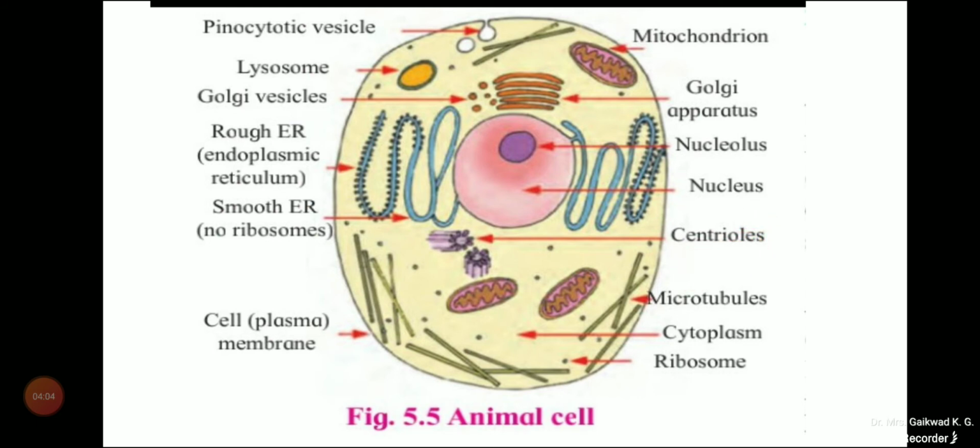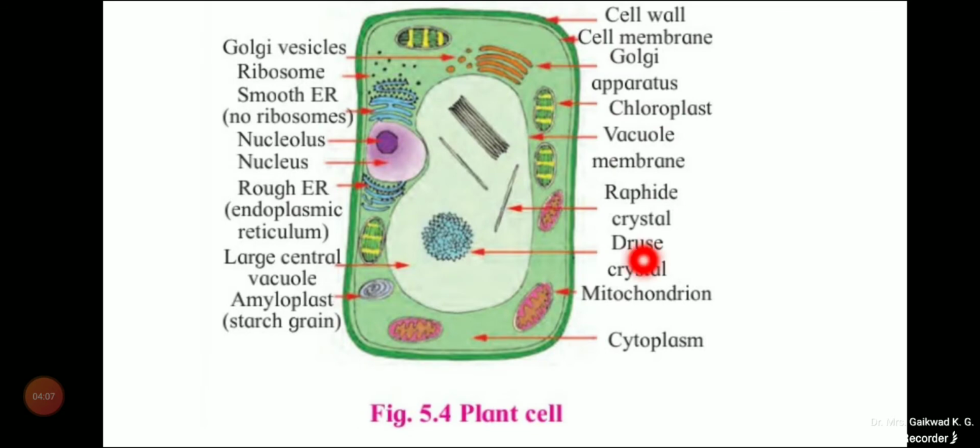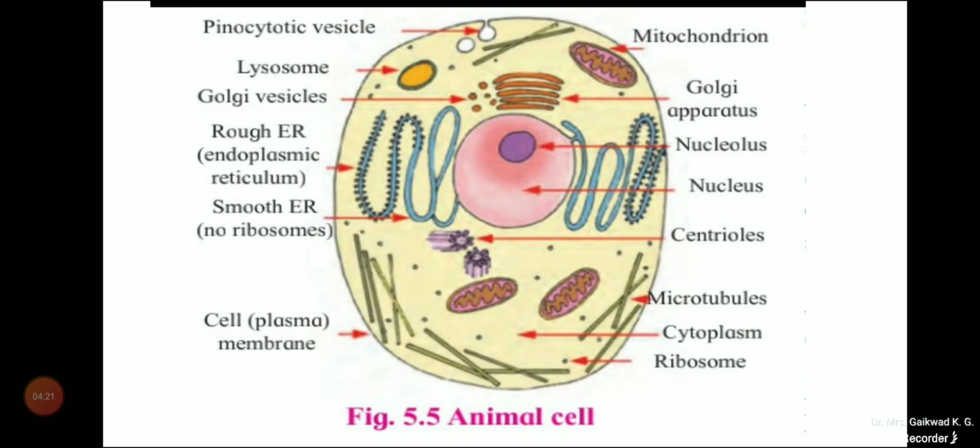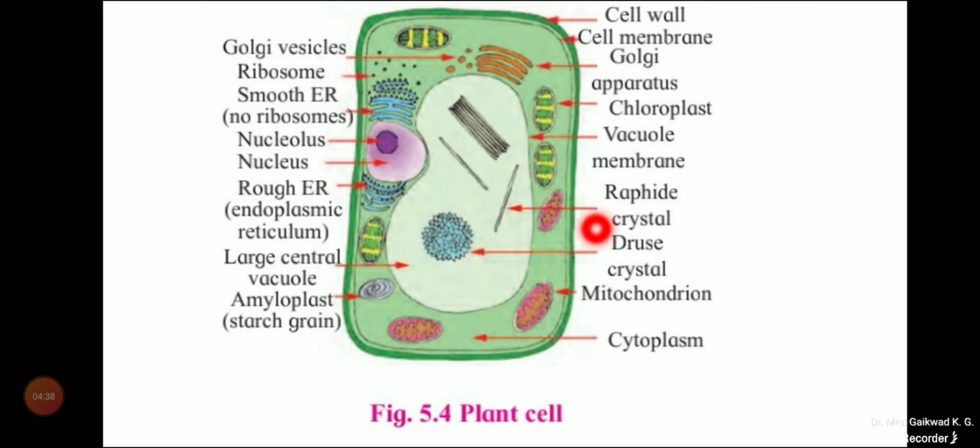Apart from this, what is the difference specifically between the animal cell and the plant cell? Here a large vacuole is present. A large vacuole is seen in the plant cell, but such a large vacuole is not seen in the animal cell. Apart from this, the endoplasmic reticulum, Golgi apparatus, centrioles, microtubules and ribosomes are all seen in the plant cell also.